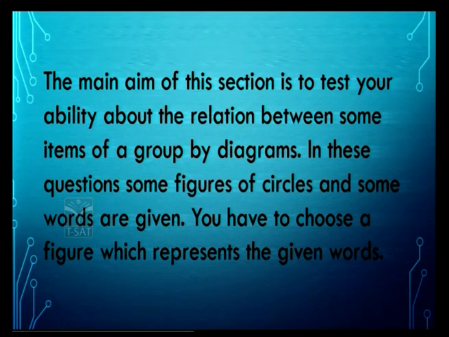Now, we will see what is the main aim. The main aim of this section is to test your ability about the relation between some items of a group by diagrams. In this question, some figures have circles and some words are given. You have to choose a figure which represents the given words. Actually, here we are using the word Venn diagram. Venn was a mathematician.